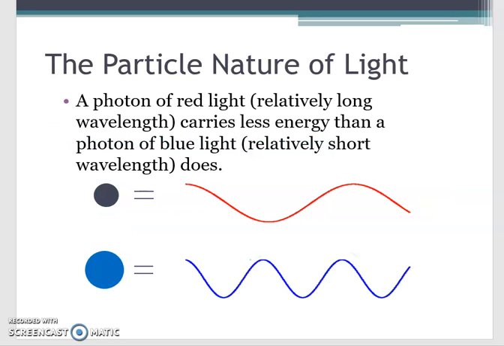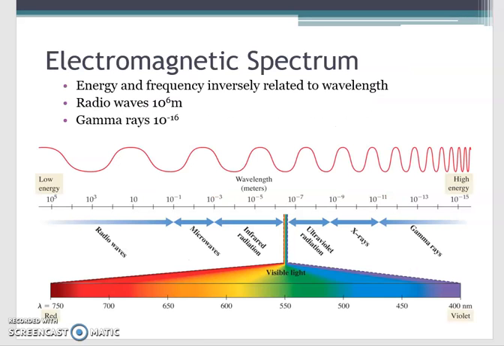Whenever we look at photons of light, if we look at red versus blue, a photon of red light, which has a longer wavelength, is going to carry less energy than a photon of blue light will. We look at this with the electromagnetic spectrum, and how energy and frequency are inversely related to wavelength. And so radio waves will have low energy, and gamma rays will have high energy.